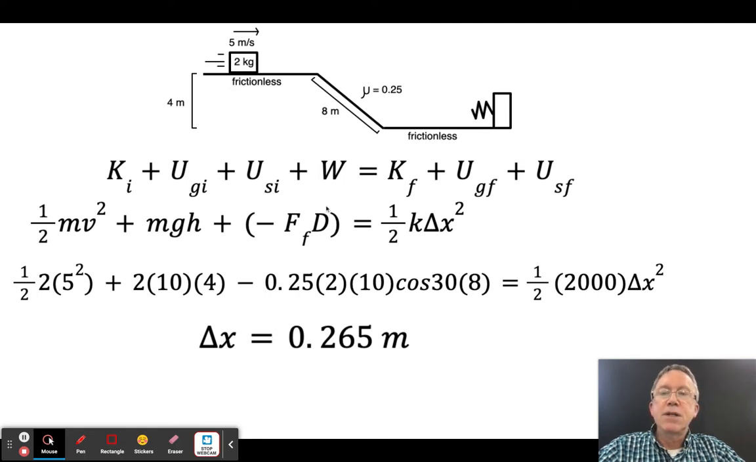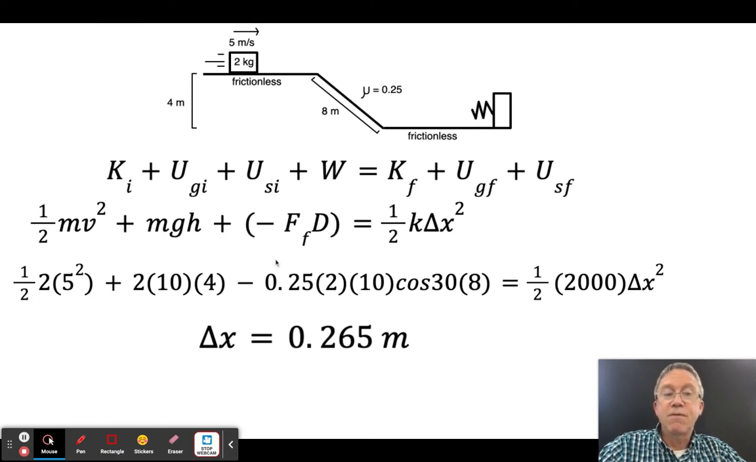All right. So let's just go ahead and substitute in here. I've got 1/2 of 2 times 5 squared. So that's basically 25 joules. And I have 2 times 10 times 4. So that's another 80 joules I have there. But now I'm going to subtract some energy. So how much energy am I going to subtract?